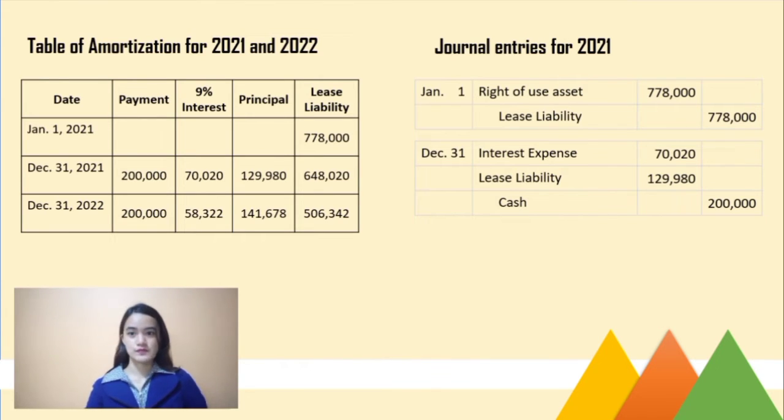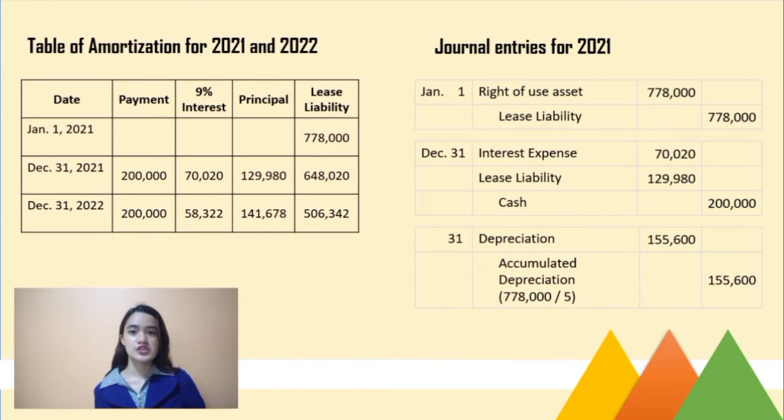Also, i-record din natin yung depreciation, which is 155,600 debited, and ang i-credit natin is the accumulated depreciation with the same amount. So, paano natin siya nakuha? Yung right of use asset noong January 1, 2021, i-divide natin siya by the number of terms based sa agreement nila, which is 5 years. So, we will get 155,600 pesos.